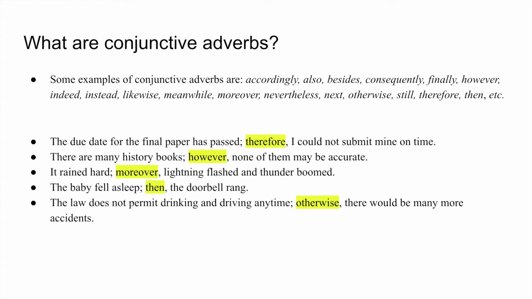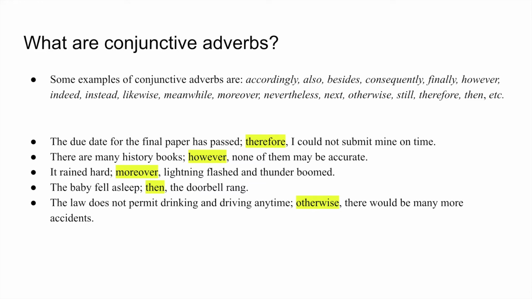Now the next example is the baby fell asleep, then the doorbell rang. So then is basically to show that a second action or another action happened straight after the first action. So in this example, the first action is the baby fell asleep, and then straight after, then the doorbell rang. And the final sentence says, the law does not permit drinking and driving any time. Otherwise, there would be many more accidents.